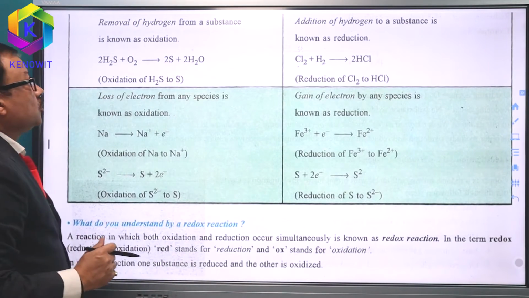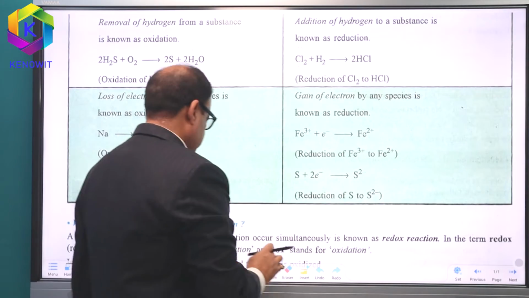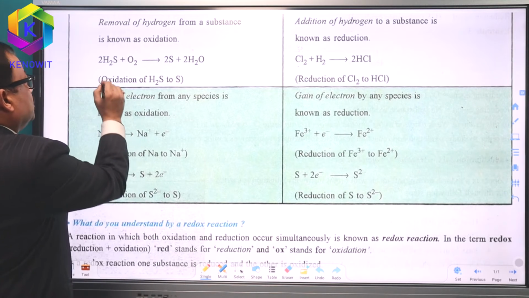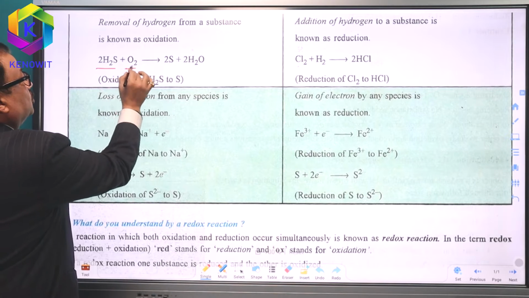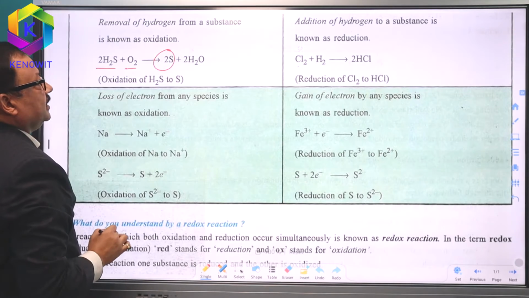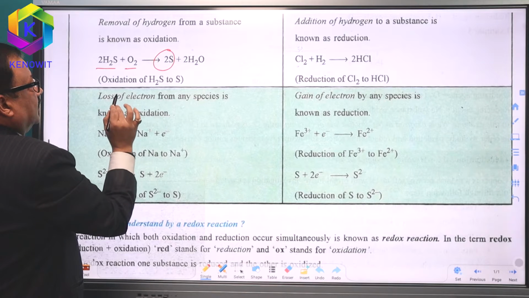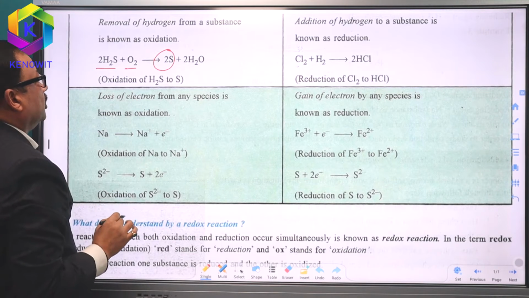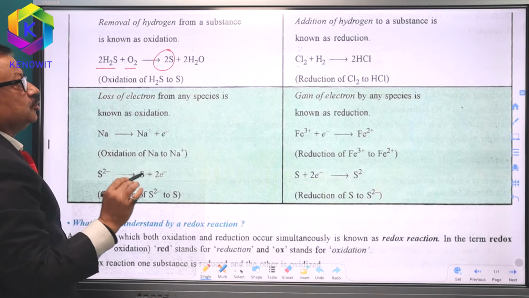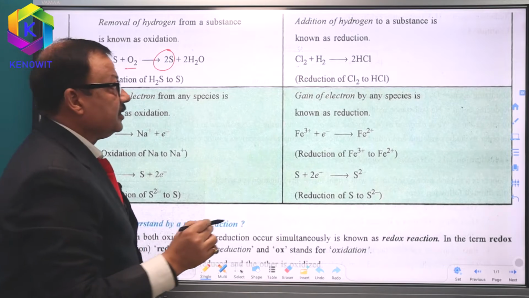Then removal of hydrogen from a substance. For example, H2S combines with O2. So H2S loses hydrogen. So this is the removal of hydrogen. So oxidation of H2S to S is because of removal of hydrogen. So removal of hydrogen from a substance is known as oxidation, and addition of hydrogen is reduction.